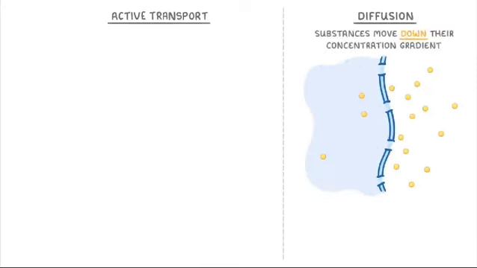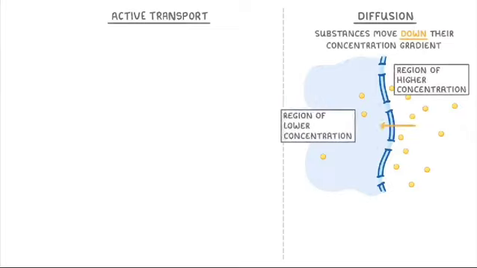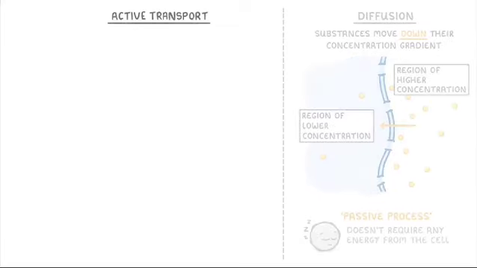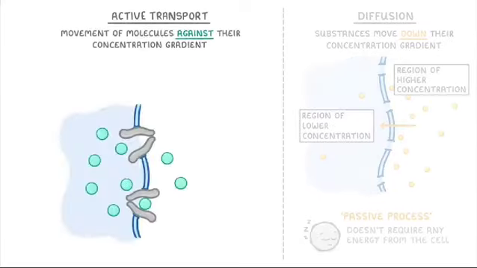What is diffusion? Diffusion is when substances move down, along their concentration gradient. We have a region of higher concentration and a region of lower concentration. Generally, substances move from the region of higher concentration to the region of lower concentration. It's the most general thing in diffusion. It's a passive process. It does not require any energy from the cell.